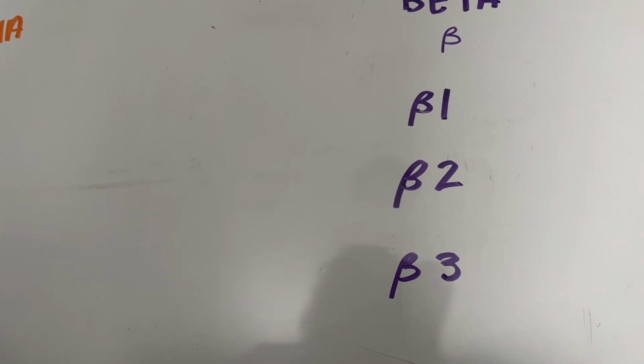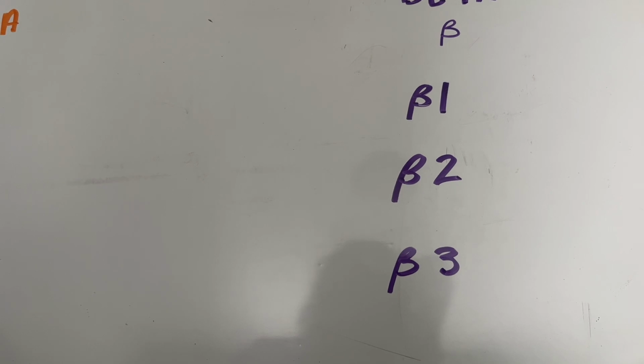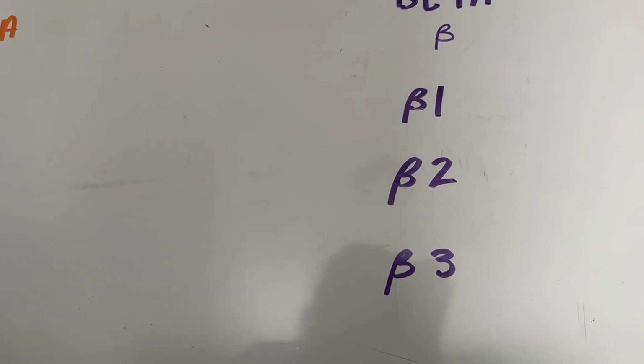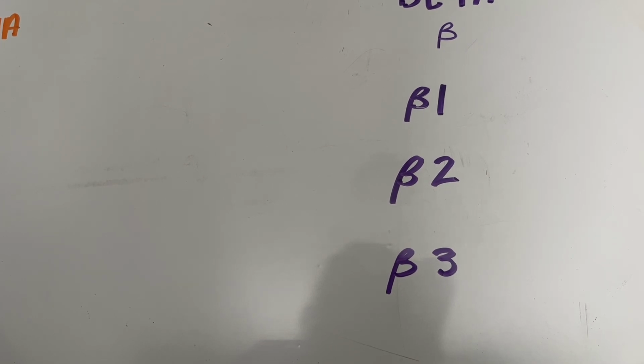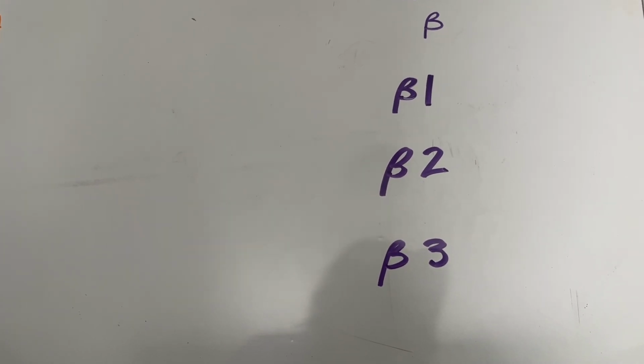Lastly, our beta 3 receptors are primarily involved in lipolysis in adipose tissues. I don't know how to say that, sorry. They are coupled to Gs proteins, leading to an increase in cAMP. Norepinephrine has a greater affinity for beta 3 receptors compared to epinephrine. And this is all we're going to be covering in this week's video.